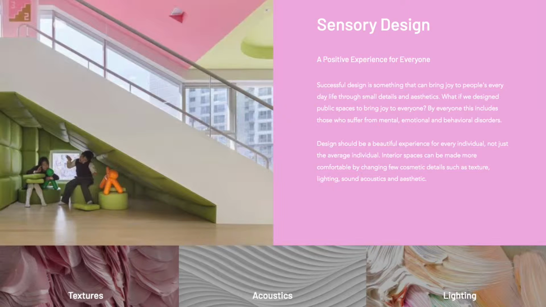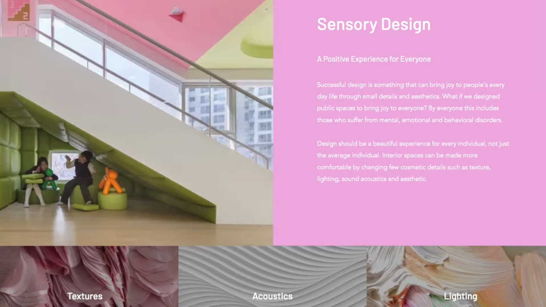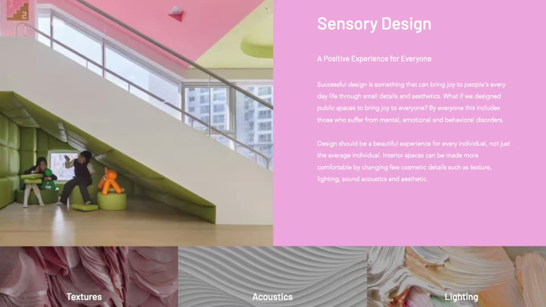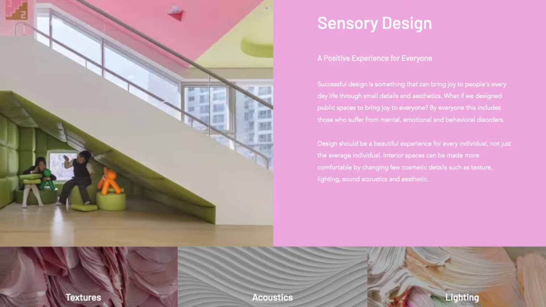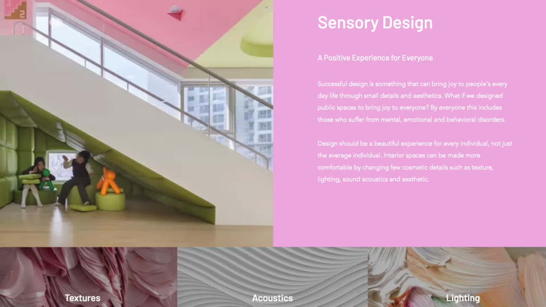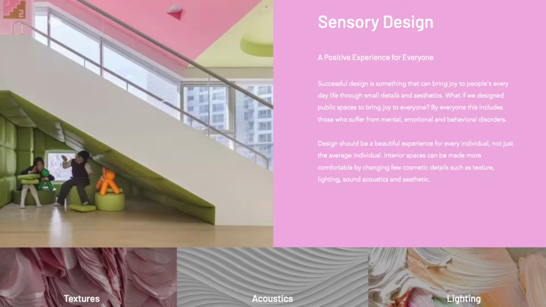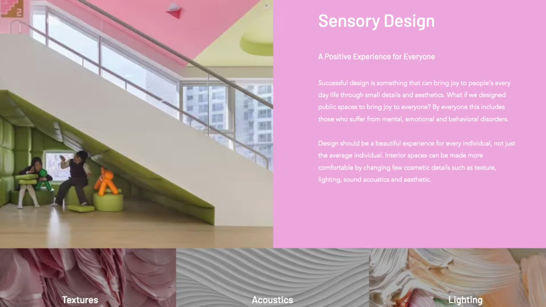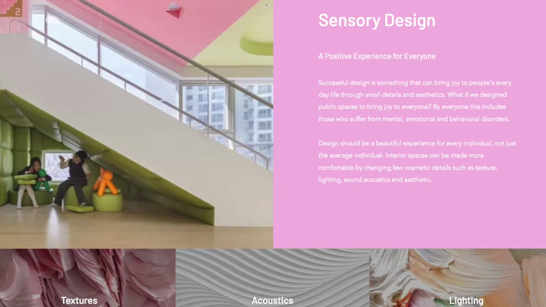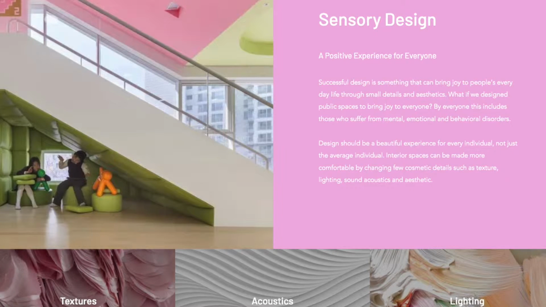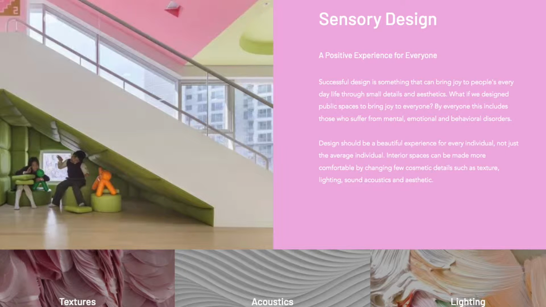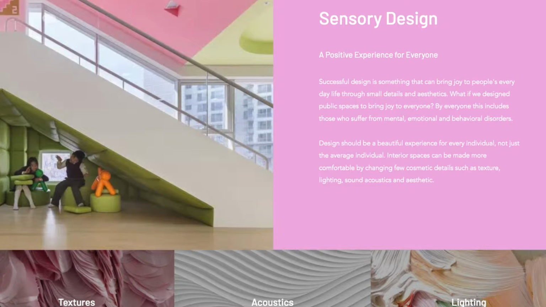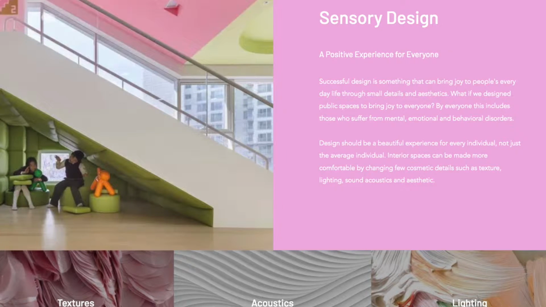In the photo, it shows you a few different elements of design that are taken into consideration when designing for people with sensory needs. Sensory needs are met by just changing a few simple elements of design, which include the texture, sound acoustics, and the lighting. The text states, "Successful design is something that can bring joy to people's everyday life through small details and aesthetics." What if we designed public spaces to bring joy to everyone?